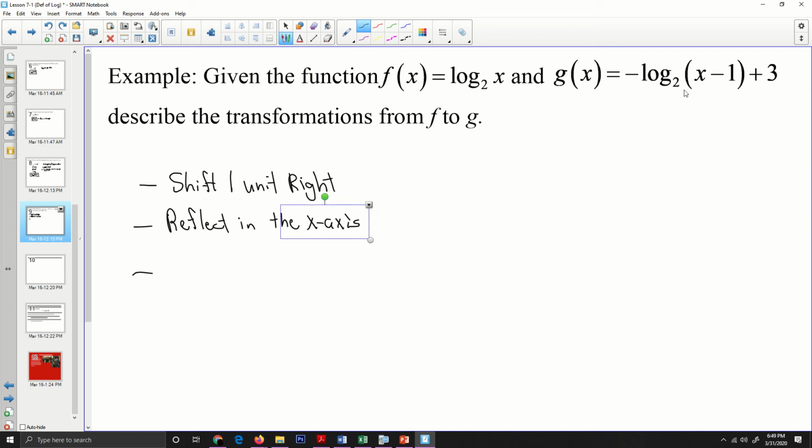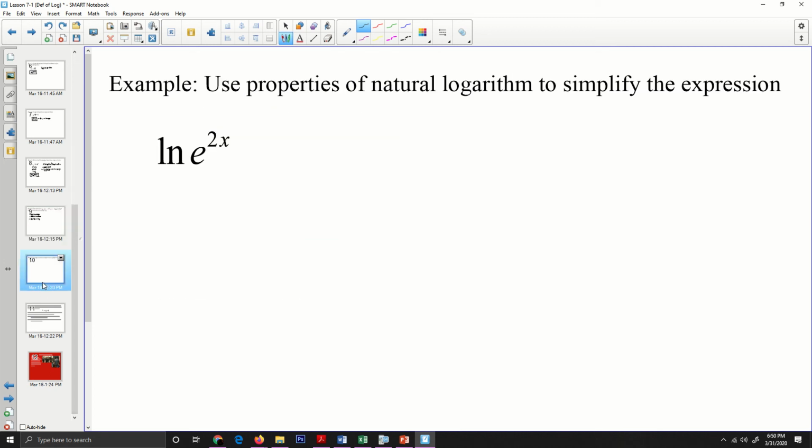And then after I've done that, I'm going to add 3, and since I'm adding 3 after the function, that's going to be a shift 3 units up.